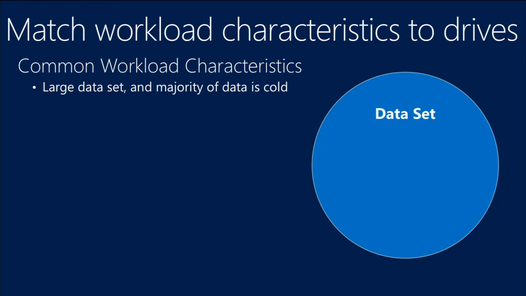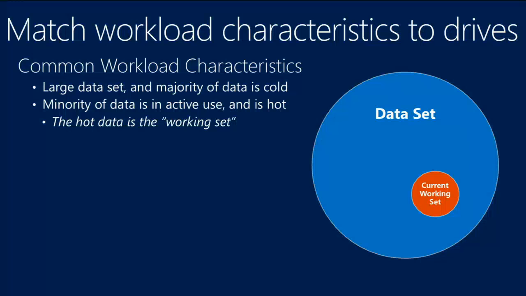Now let's talk a little bit about a different capability. We look at many common enterprise workloads. A lot of them have a very large data set. And a majority of that data is cold. It's not very frequently accessed. It's just sitting there. We have a minority of that data that is frequently accessed. It's in active use. This is commonly referred to as the working set. So a large amount of data, most of it's cold, and we have a working set that's much smaller.